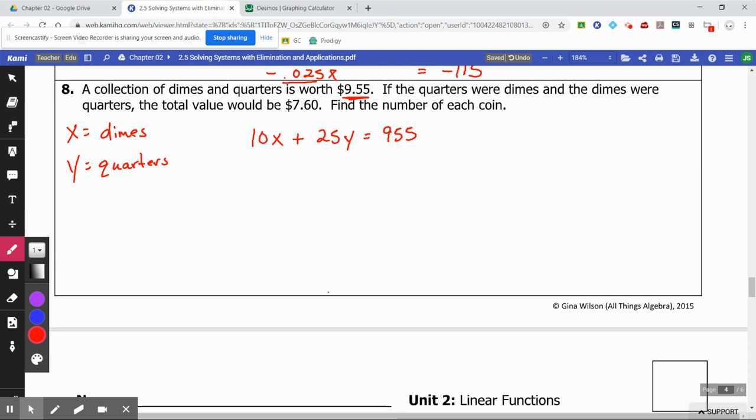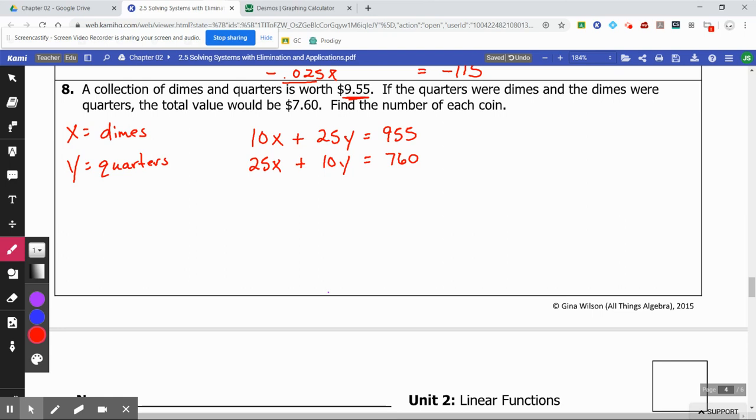Now the next part is the tricky part. If the dimes were quarters and the quarters were dimes, that means each dime would be worth 25 and each quarter would be worth 10. So that would mean each dime was worth 25 cents plus each quarter now would be worth 10 cents. So if the dimes were quarters and the quarters were dimes, then your collection would be worth $7.60. So that'd be 760. And again, we can use substitution or elimination. Either one of them is not going to be too bad here.